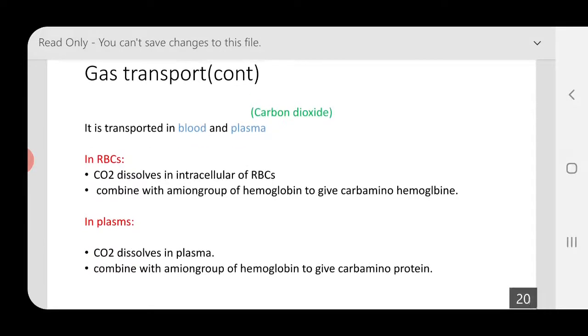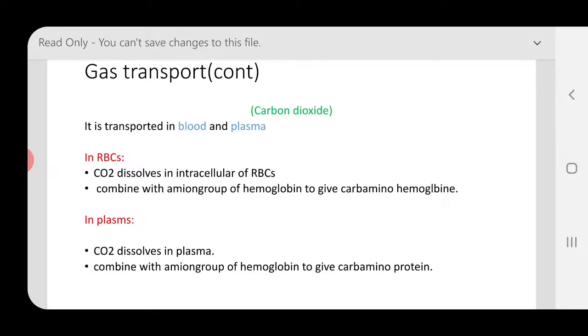Now we will switch to the carbon dioxide. All of the previous talk was mainly about the oxygen. Now switching to the carbon dioxide. It is transported in blood and plasma. Not only blood, but also plasma. We mentioned earlier that it's in the blood, but carbon dioxide goes to the plasma.